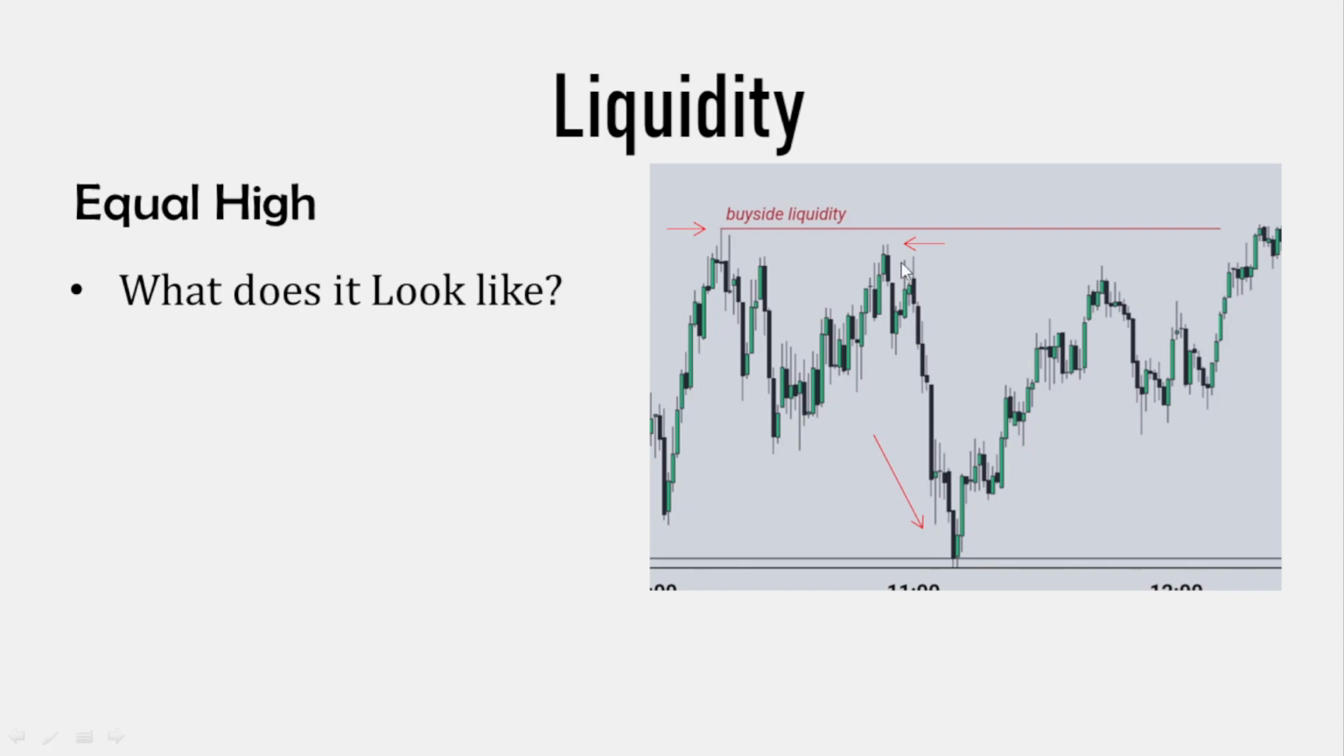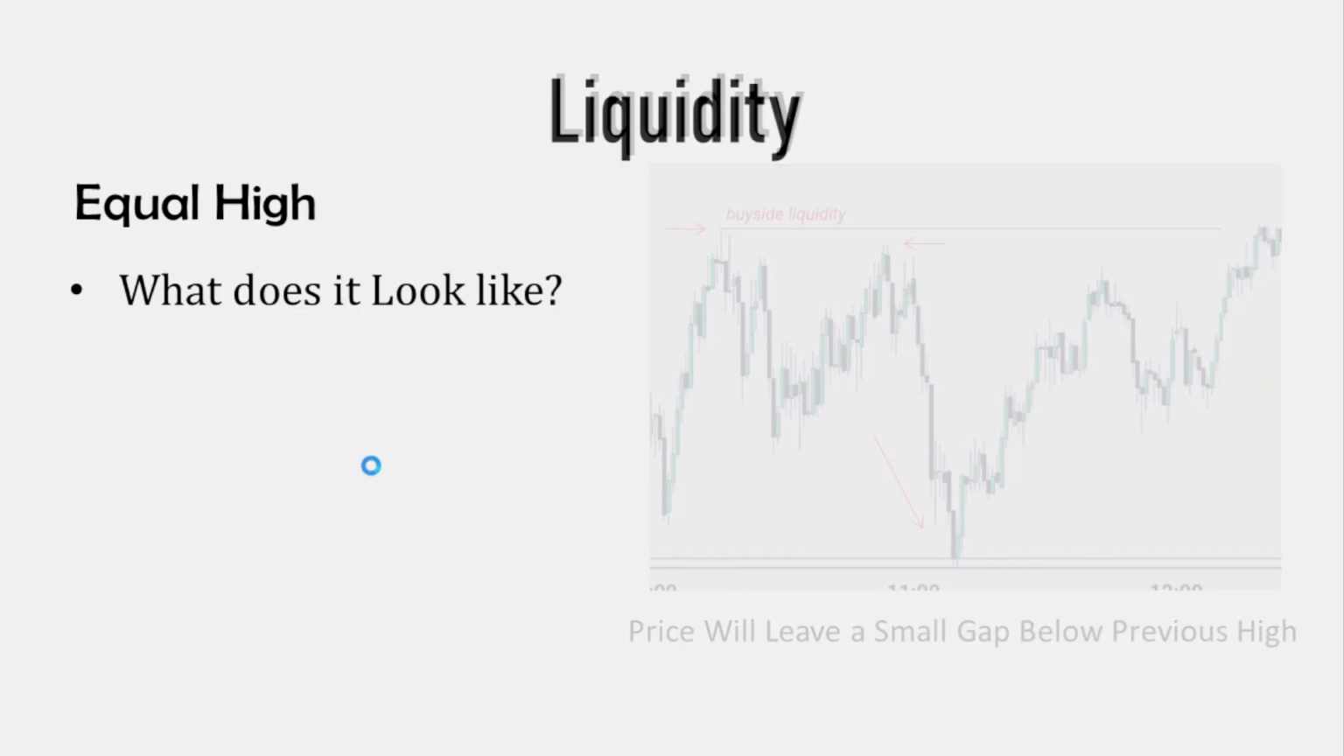Right there, okay? When it comes to the downside and takes out the low right there, it's valid as an equal high. So you see that price will leave a small gap below the previous high. That's what I just told you. You look to the left, you see an old high, and price comes close to it and leaves a small gap and comes to the downside, takes out this low right there. That is an equal high it created.